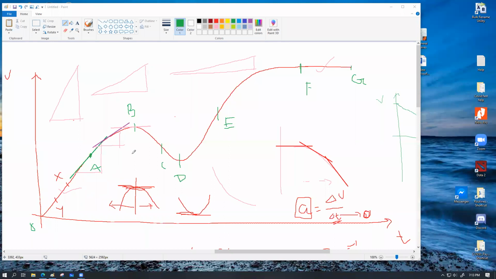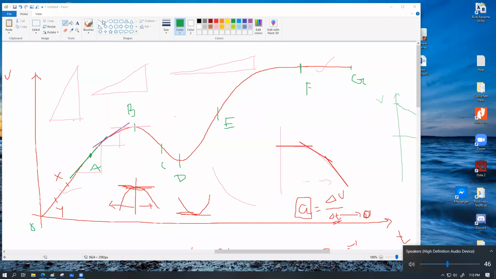So why is the acceleration decreasing in the segment E to F? Why is it decreasing? From E to F, the velocity is increasing, right? Yes. Then why is the acceleration decreasing? Because the gradient is becoming slowly smaller.